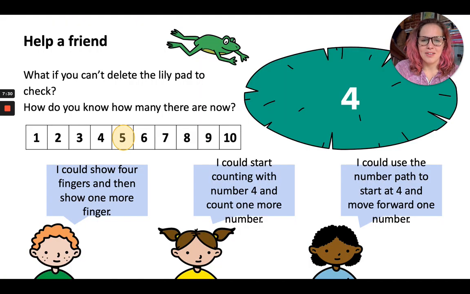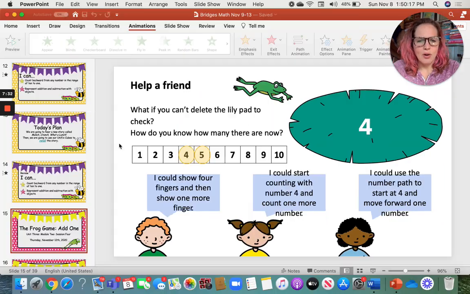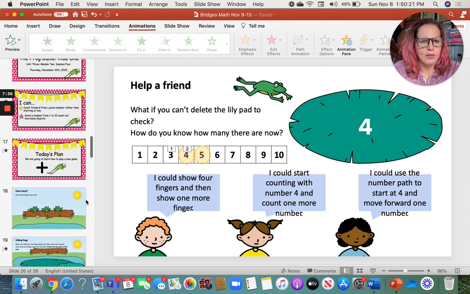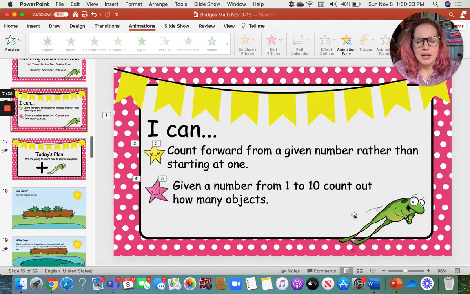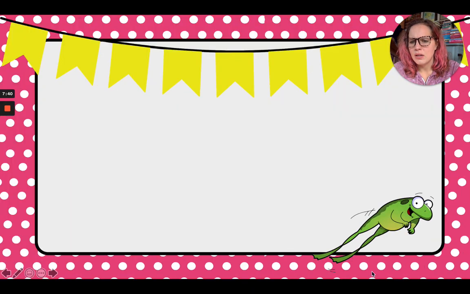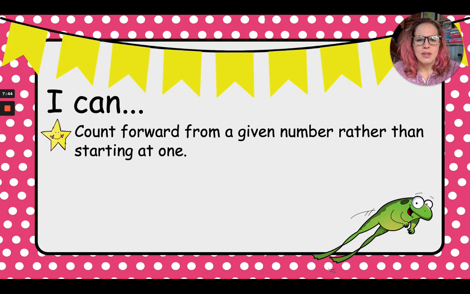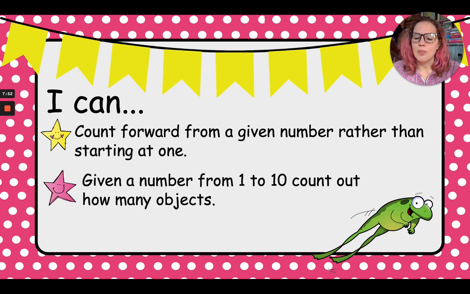All right, my friends, good work today. So I'm going to go back to our objectives. Miss Kelly forgot to add our objectives review. So let's make sure that we met our objectives. We said, I can count forward from a given number rather than starting at 1. We did that. We started at 4 and we went to 5. Given a number from 1 to 10, count out how many objects. And we did that with our frogs.